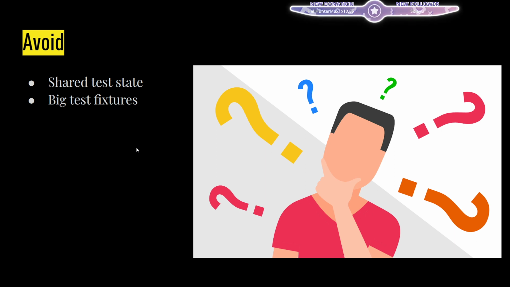Avoid shared test state and big test fixtures. For example, avoid having a full database for testing purposes if you're testing something that doesn't need a full database. For example, if you're testing if you can add, let's say, an item to an existing order, and if that is allowed by the business rules, all you need is an order, a person, and maybe existing order lines, but that is it, nothing else.